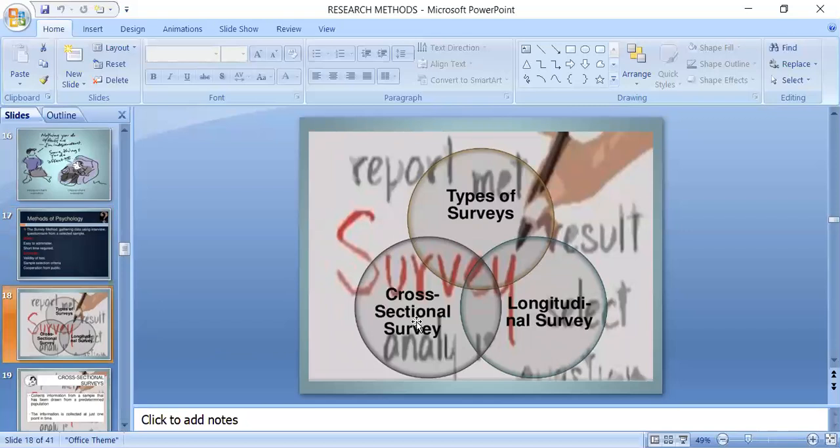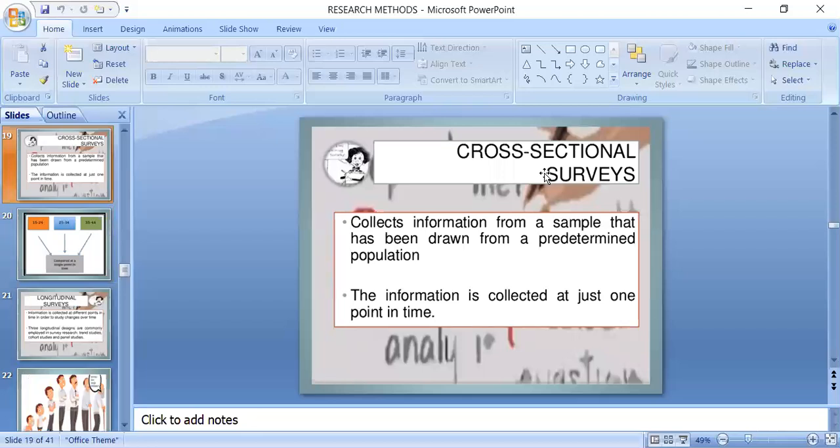Two types of survey: cross-sectional survey and longitudinal survey. Now, cross-sectional surveys collect information from a sample that has been drawn from a predetermined population. The information is collected at just one point in time.